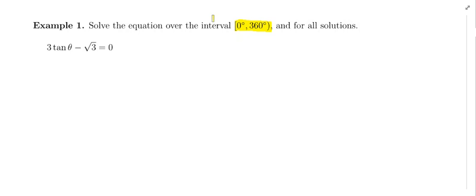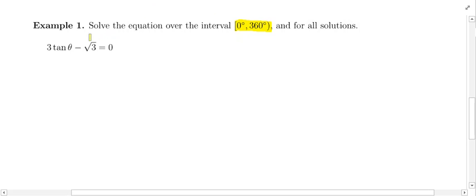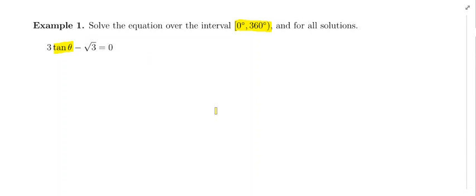Okay, first of all, notice tangent of theta, that's our trig function, it's raised to the first power. I don't see a tangent squared or a tangent cubed. This guy is raised to the first power, which makes it linear. And what's also nice is it's our only trig function. We don't have a secant involved. We don't have a cosecant or a cotangent. This is the only thing involved.